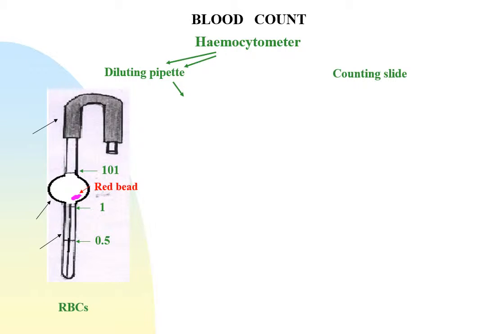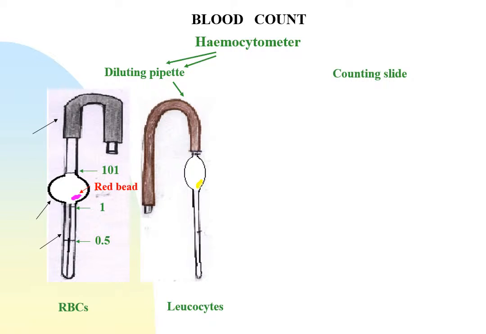The diluting pipette for leukocytes, on the other hand, has a small bulb containing a white bead to mix the blood with the diluting fluid, which contains equal volumes of 2% acetic acid to destroy RBCs and 0.5% gentian violet to stain the nuclei of leukocytes. The pipette is graduated with mark half at the middle of the tube, 1 below the bulb, and 11 above the bulb.